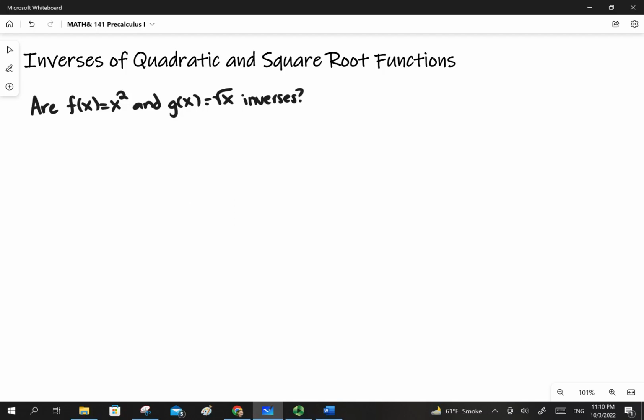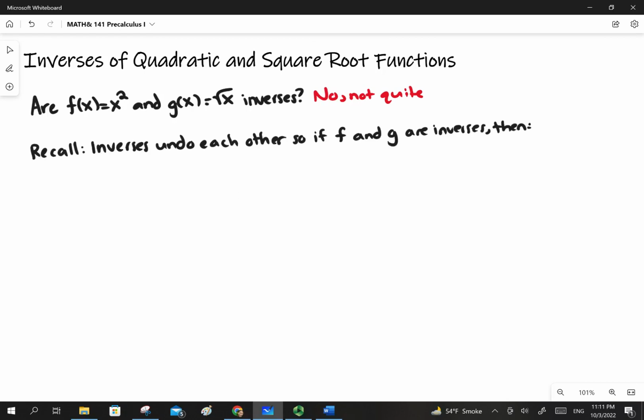I ended the last video asking you whether you thought f(x) = x² and g(x) = √x are inverses. The answer is no, not quite. Let's take a look at why not. Remember that inverses undo each other.